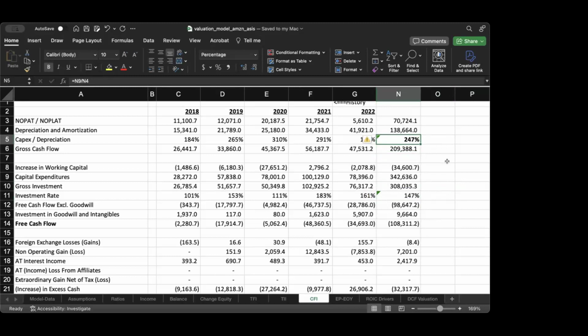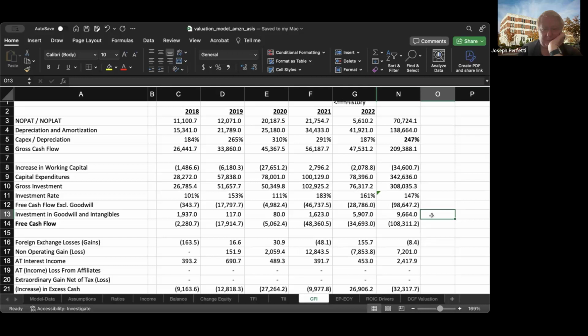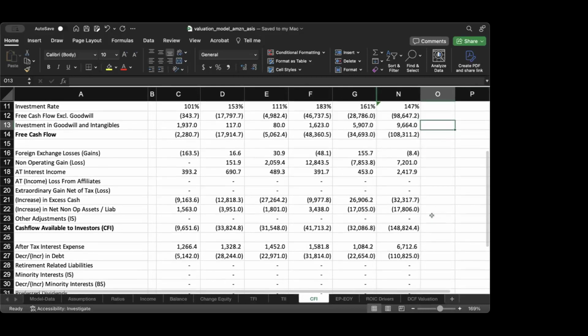Okay. So they had a high CapEx to depreciation rate over 100%, indicating that they are growing aggressively. And this is 247%, so we could see that it's moderately aggressive to highly aggressive. Continuing down the sheet, in the non-operating section, they increased their total cash by 32 billion and increased operating liabilities by 17 billion, further decreasing the free cash flow figure from negative 108 billion to negative 148 billion as cash flow available to investors.